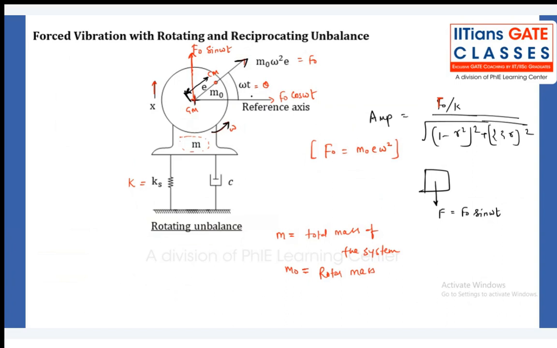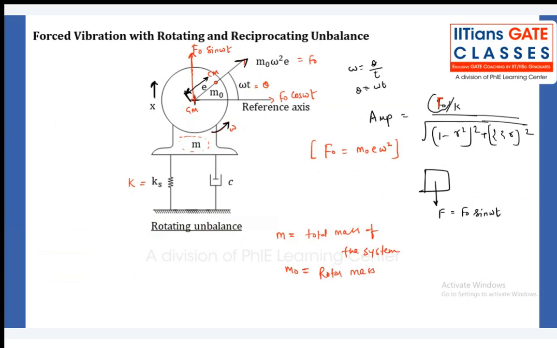Let's say this force makes an angle θ with the horizontal, which is ωt, because ω is θ by t, so θ is ω into t. What is the horizontal component? F0 cos ωt. What is the vertical component? F0 sin ωt. When the system is displaced by the amount x in the upward direction, which component is responsible for the vibration? F0 sin ωt. Everything else is the same, and again you get exactly the same amplitude formula.